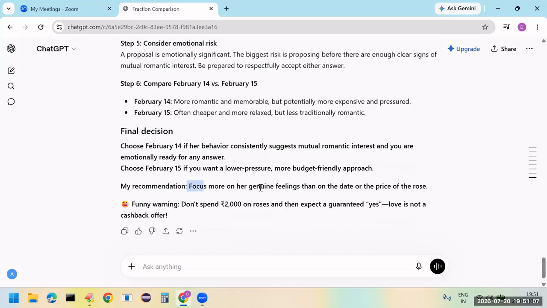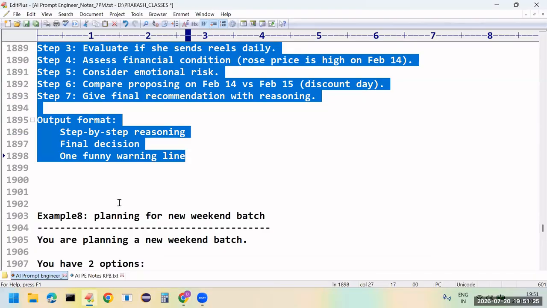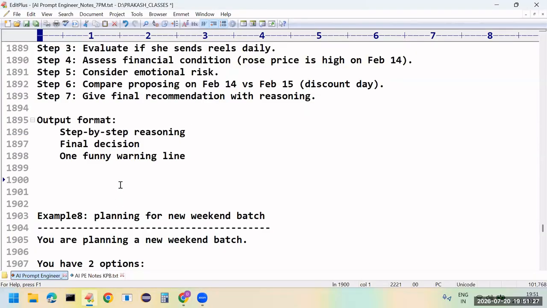My recommendation: focus more on genuine feelings than on the date or price of the rose. Funny warning: do not spend 2000 on roses and then expect a guaranteed yes. Love is not a cashback offer. Wow, beautiful. Wonderful. Clear, friends? Understood? Is it giving the answer?